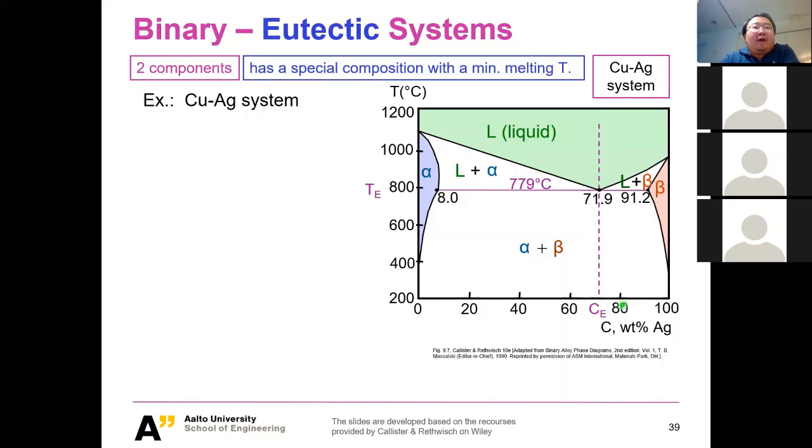Okay, I think that was more or less all about the isomorphous binary phase diagram. Now we enter a little bit more complicated one, which is called the eutectic binary phase diagram.